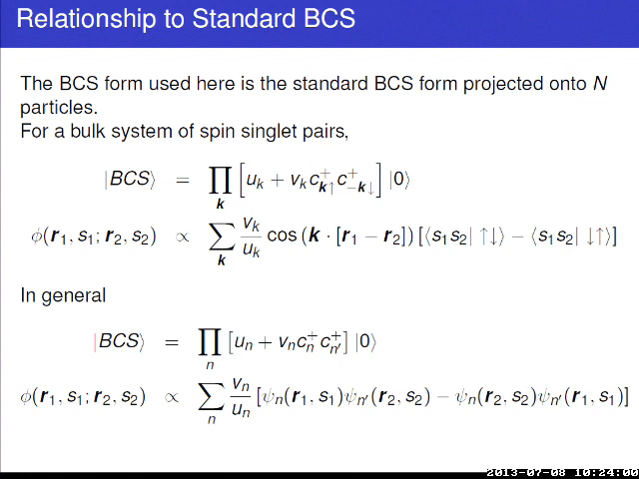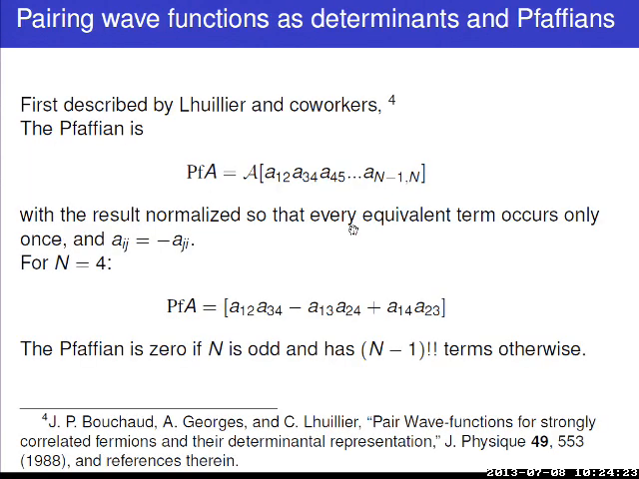So in general, you would have something like this with a set of states n and n prime that are paired together with coefficients. And then this thing just becomes this, as you would, I hope, expect. So these are the various single particle states that are paired together. This is antisymmetric, and we have those. Okay.